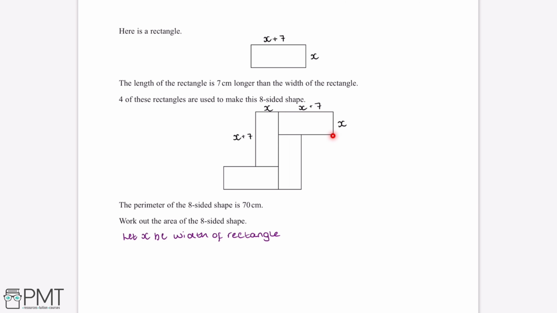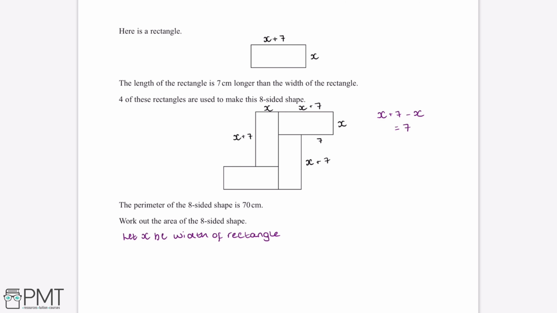Now this side here is equal to one length of this rectangle minus one width of this rectangle. And if the length of the rectangle is x plus 7 centimetres and the width is x centimetres, then this side length will be equal to x plus 7 minus x centimetres, which is 7 centimetres. The next side is x plus 7 centimetres.